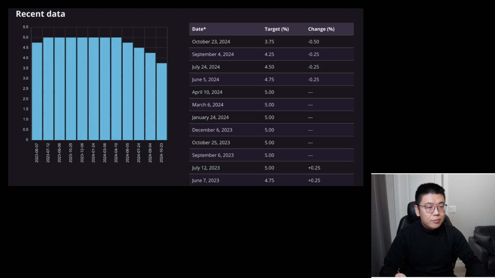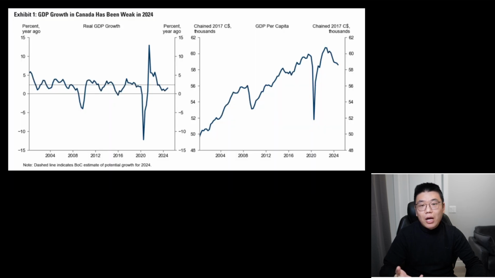The current Canadian policy rate is at 3.75%. The latest cut happened on October 23rd, and it was the first 0.5% rate cut since the cutting cycle began in June of 2024. This 0.5% cut happened after 3 consecutive 0.25% cuts in this cutting cycle. So how will the monetary policy of Canada play out in 2025 is the question we're going to answer today.